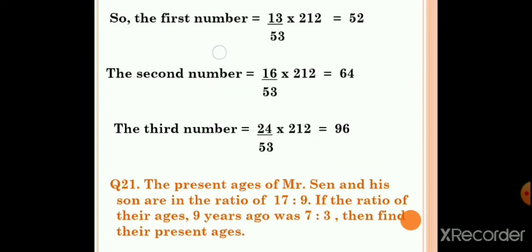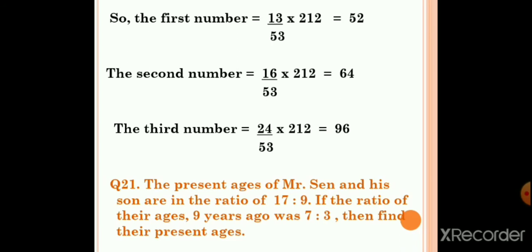Now, let's find out the numbers. The share of the first number is 13 divided by the sum of the ratio, that is 53, into 212. After solving this, we'll get the value 52. The second number's share is 16 divided by 53 into 212, which is equal to 64. The third number's share is 24 divided by 53 into 212, which is equal to 96. Therefore, the numbers are 52, 64 and 96.